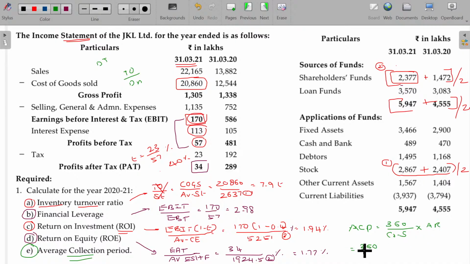360 divided by, as we have not been given the information regarding the credit sales, the entire sales will be assumed to be the credit sales, 22,169, divided by average receivables. Debtors being the receivables here. So you have to add these two and divide this by 2. That is 1331.5. Now you will be getting 20 days.